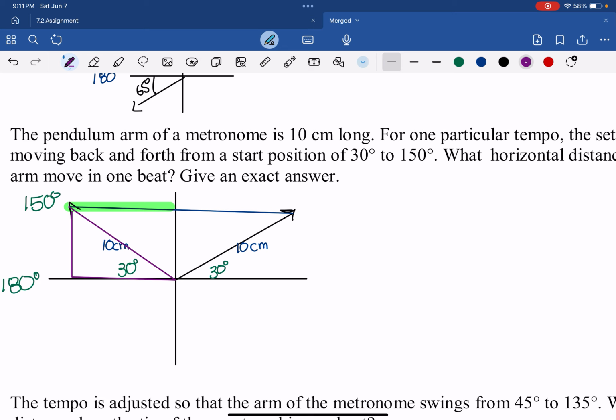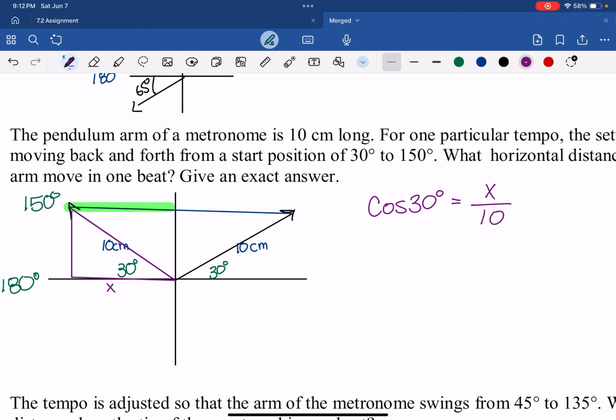So I know that this is 30 degrees. 30 degrees is in one of my special triangles. And what I want to find, I'm going to call this x. I want to find x. And in reference to that 30 degrees, this is my adjacent, and I have the hypotenuse. So if I write that out, cos of 30 degrees is equal to x over 10.